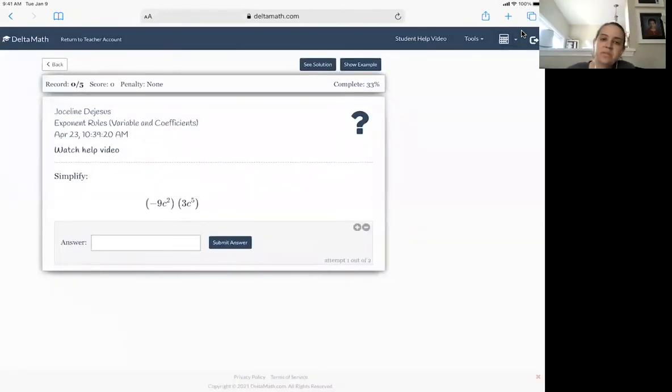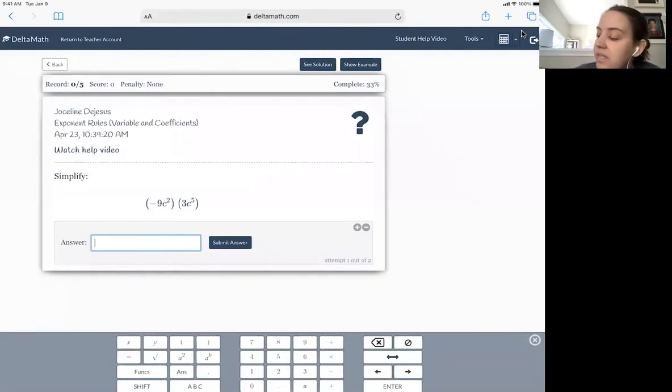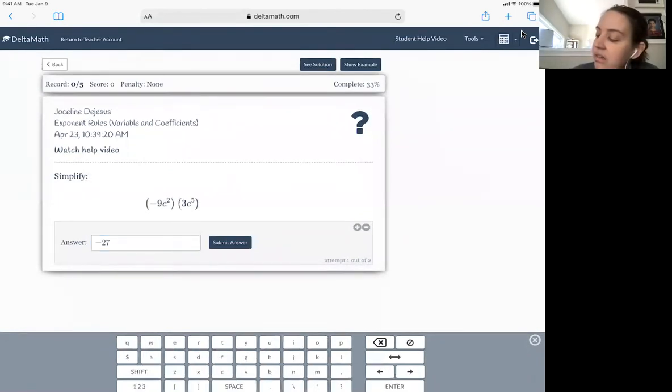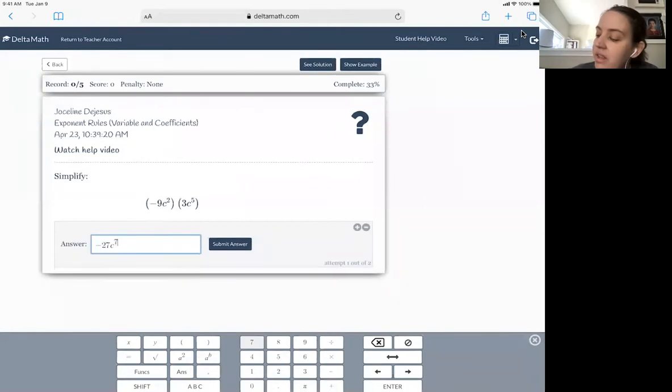Now with these, we have a coefficient, and the coefficients are the larger numbers in the front, the -9 and the 3. So when we multiply those together, I'm going to get a -27. And then we add the exponents on the c. So 2 plus 5 gives us 7. So this is c to the 7th.